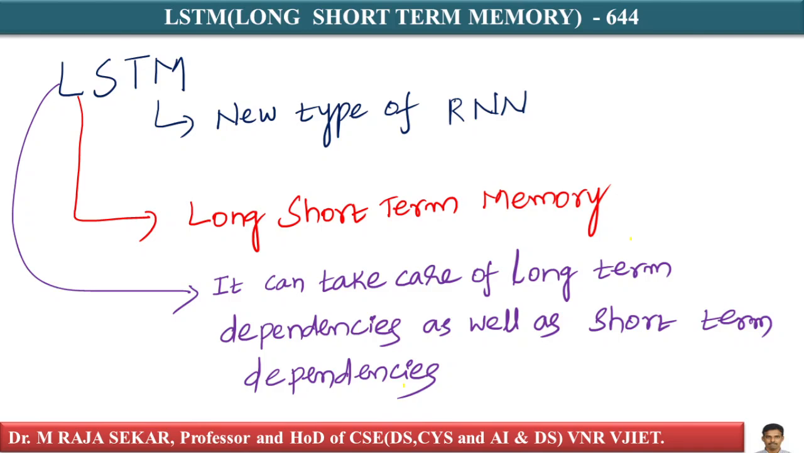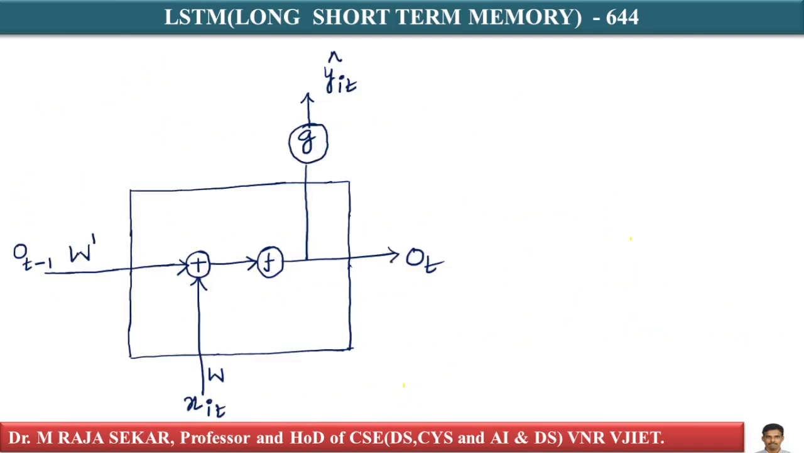Before we go into LSTMs, let me revisit the diagram we have for simple RNN. I just draw this diagram where we have two inputs. We have Xit as one input, and we have Ot minus 1 as another input. Actually, Ot minus 1 is output from the previous layer, and we said we will sum both of them. I'm just recalling what we discussed in our previous lecture.